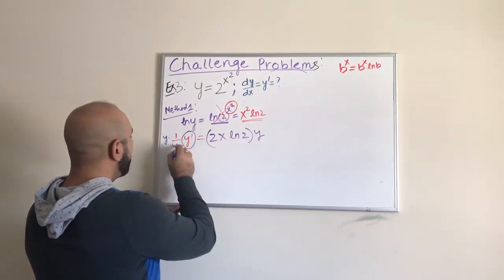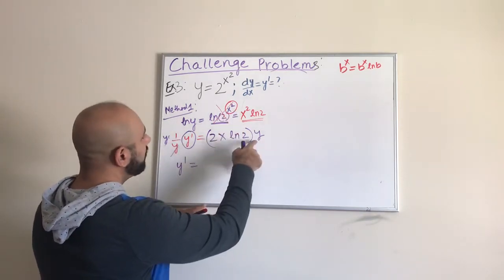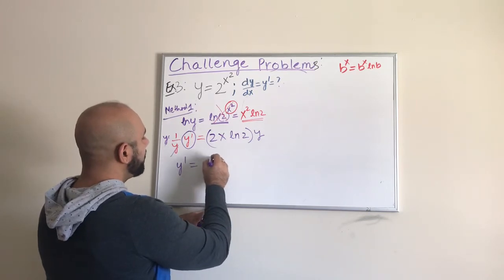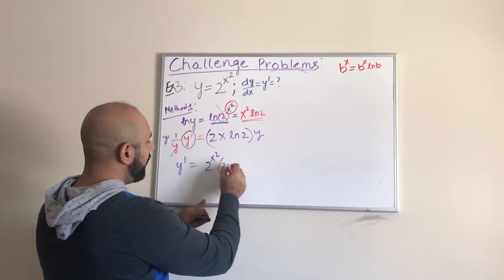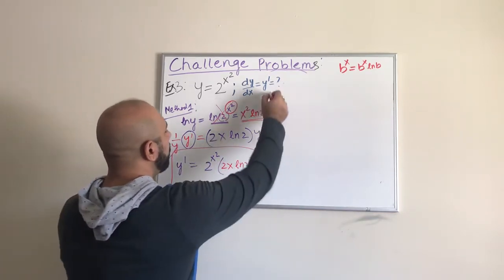Now getting y prime by itself simply means you got to multiply both sides by y. If I multiply both sides by y, the y's cross out, I get y prime, which is what we want to evaluate, is y times this whole thing. But what is my y? It's 2 to the power x squared times, then I can write this as 2x and ln of 2. Guys, that would be one of the ways of evaluating this.